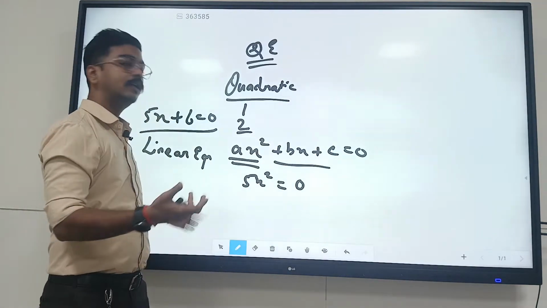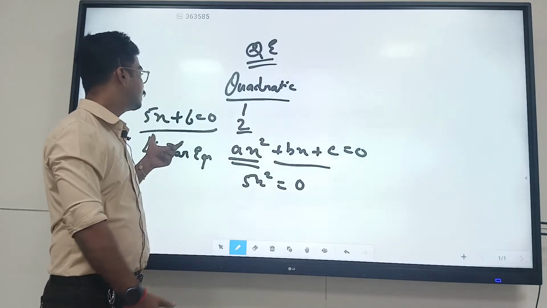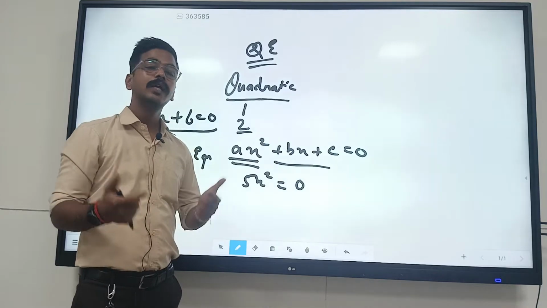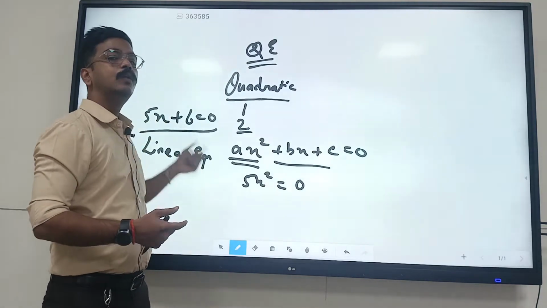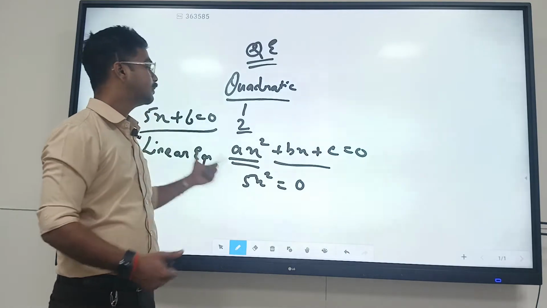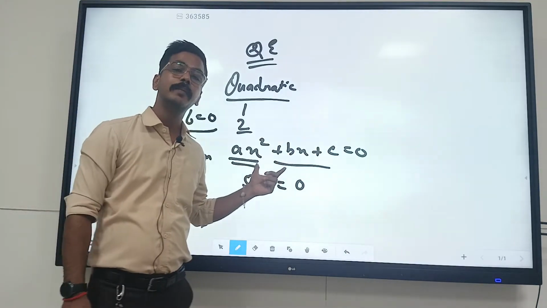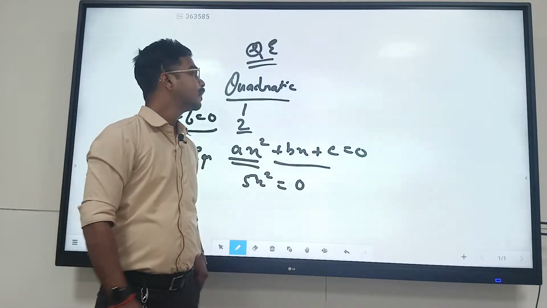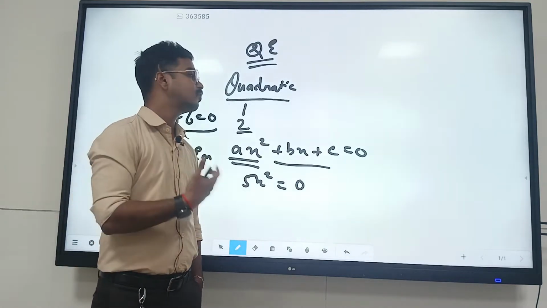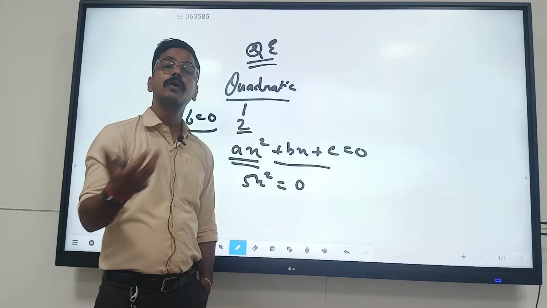Now we also come to know about linear equations. What is a linear equation? An equation which has the degree 1, that means the variable will have a maximum power of 1. That will be a linear equation, and a quadratic equation will have a maximum power of 2. Now we'll see what are the various ways by which we can solve any quadratic equation.